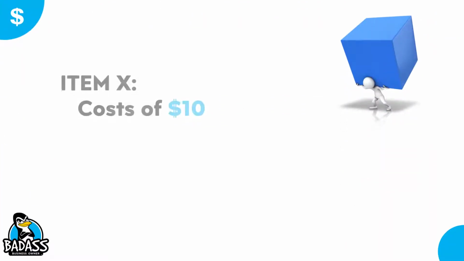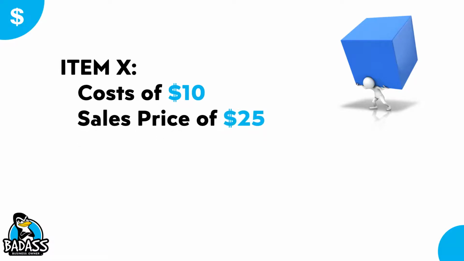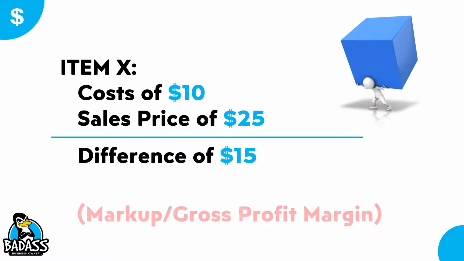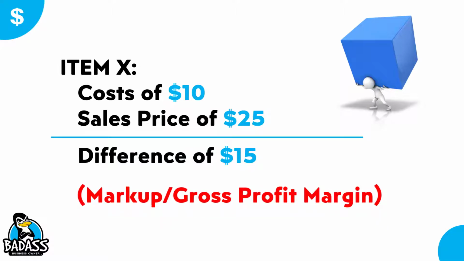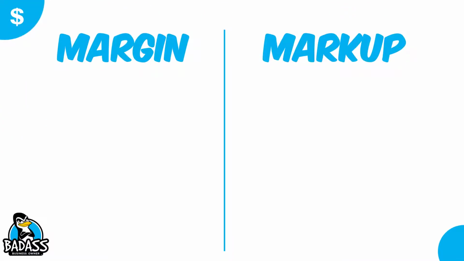Here's an example. Let's say you have a product and it costs $10, but you sell it for $25. So you know the difference is $15 between the two. And sometimes that's called the markup, and sometimes it's called the gross profit margin. Same numbers, same end result, but two different names that you can call that final $15, markup versus margin. Now let's go over why they're calculated differently and how this can be impactful for you.